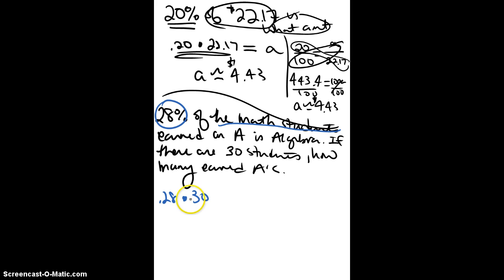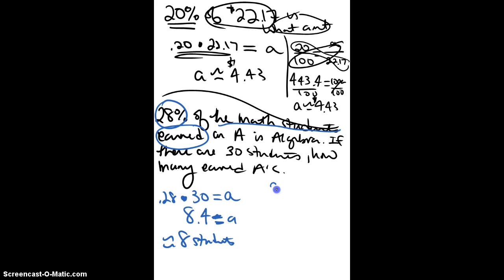So 28% of those 30 students earned. Now, that's not an "is", but it is a verb. So typically, were, is, are, those type of things, that's your equal sign. So 0.28, 28% of the students, that's all of the students, that's the 30, earned an A, right? How many earned A's? So again, this is strictly a multiplication problem because you know the two numbers that you want. So 8.4 equals A, so approximately, you can't have part of the students, so approximately 8 students.